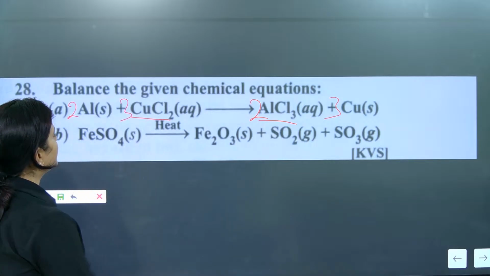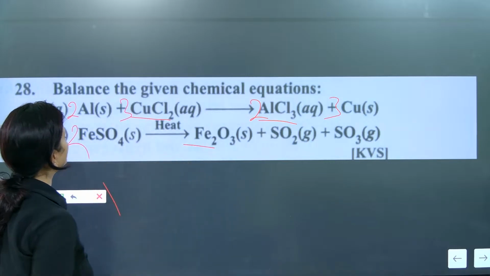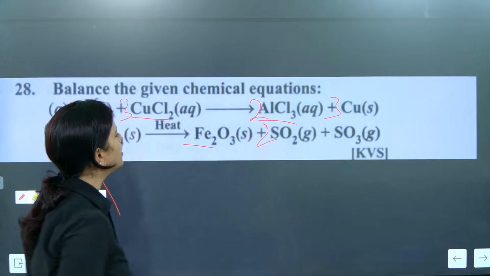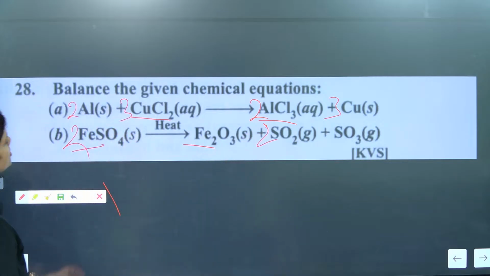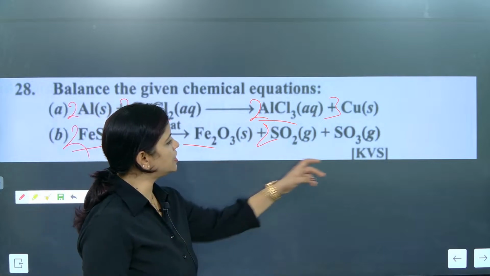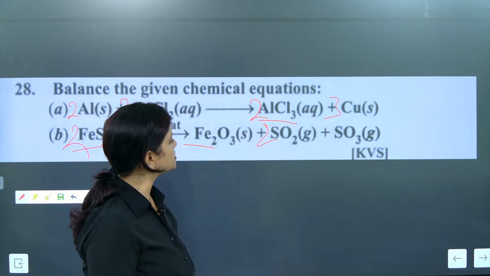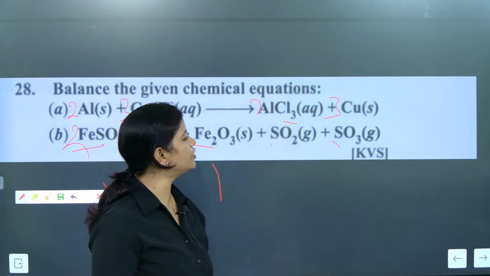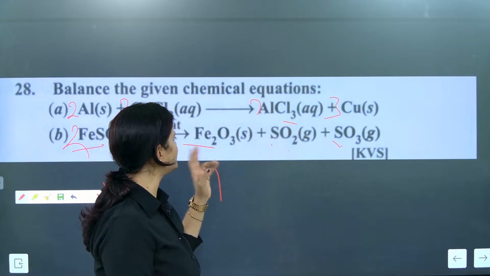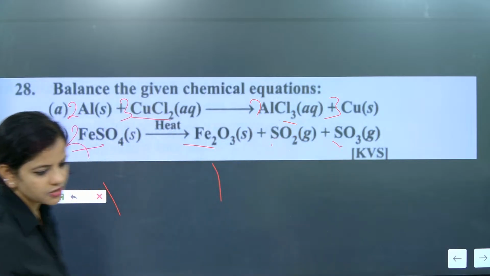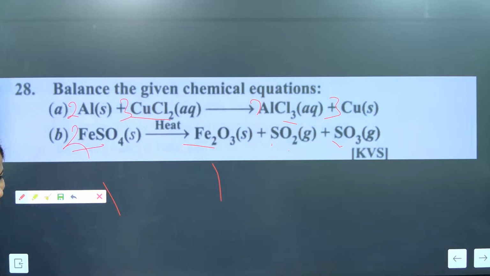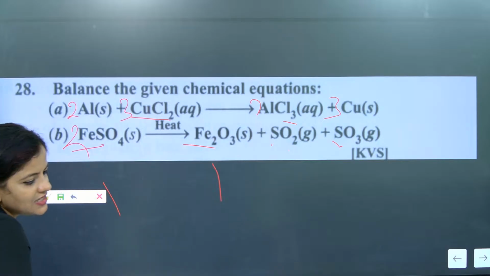Second one: here iron 2 is there, so we will put 2 here. Sulfur is not 2, so here we will put 2. So 2 sulfur is coming. Oxygen is now 8. Oxygen is 3, 6. Oh, we can't put anything here, because here 1 and 1, sulfur 2 is there. Here 3 plus 2, 5, 6, 7, 8. Done. That's it. Balanced. Check nicely. Balanced.